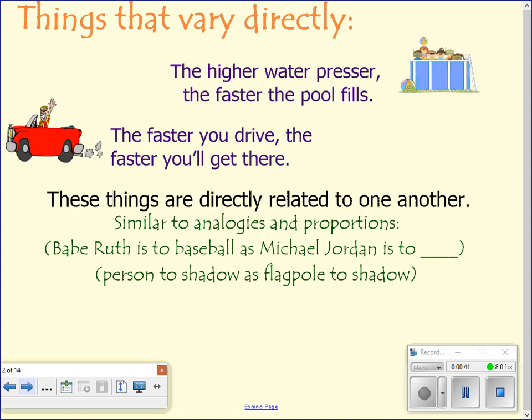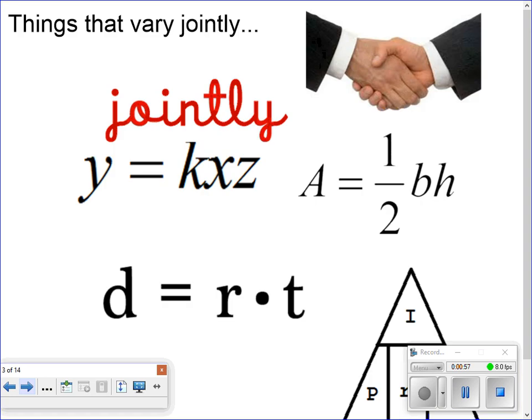The faster you drive, the faster you get there. Again, there's a direct relationship between how fast you drive and how fast you get someplace. So these are things that are directly related to one another. Again, they're proportional, so they're going to be similar to those analogies that we looked at in the prior video.